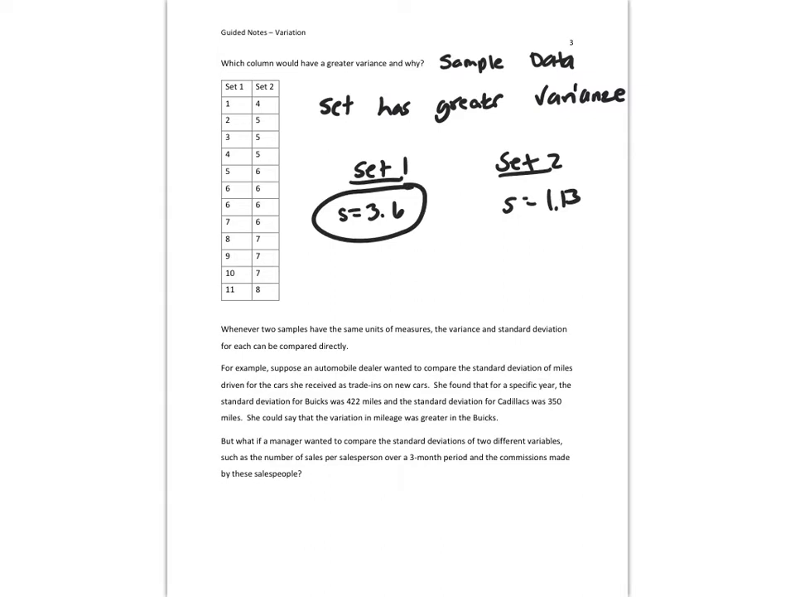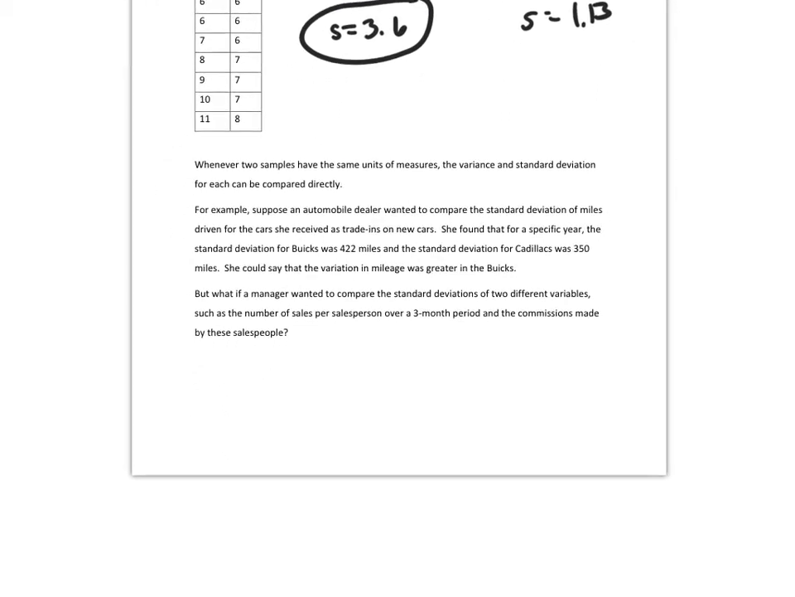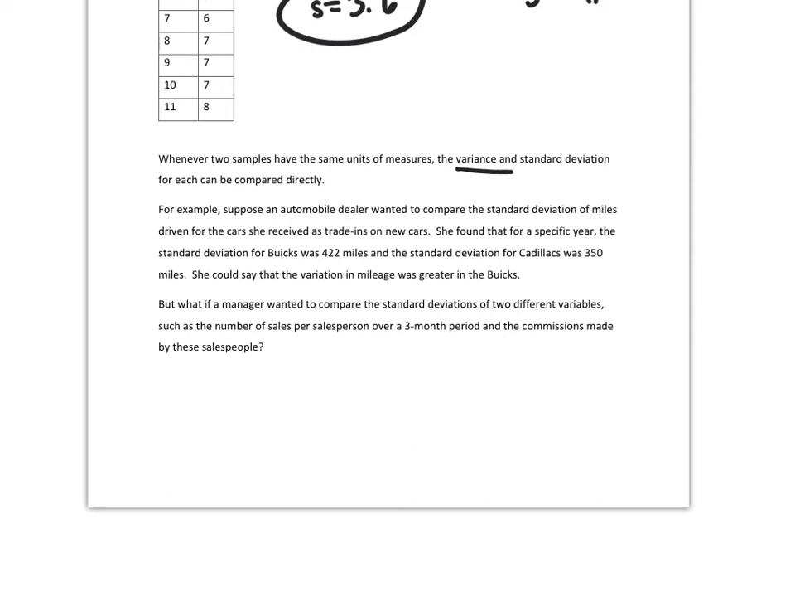Normally when I look at how spread out my data is, I will use the standard deviation calculation because it's in linear units, and that's how my mind works. Both variance and standard deviation tell you how spread out your data is, but variance is in square units, standard deviation is in linear units, and that's how my brain works. All right, let's move on. Whenever two samples have the same units of measure, the variance and standard deviation for each can be compared directly.